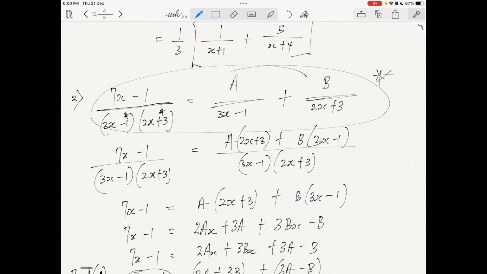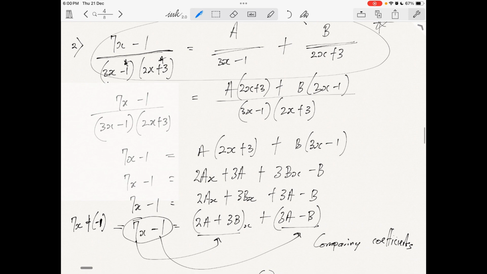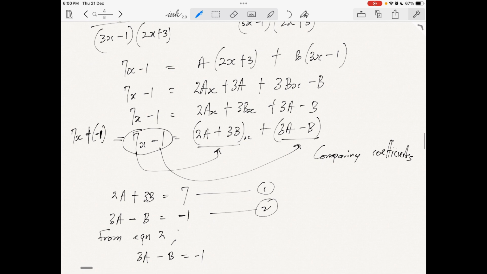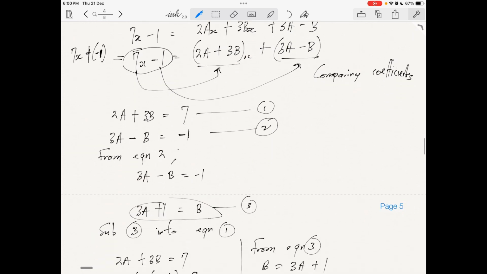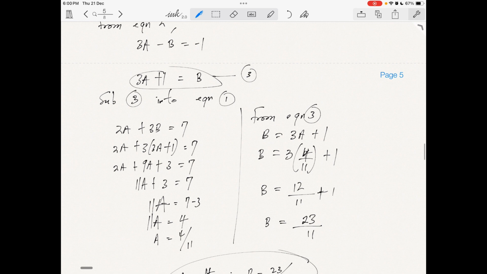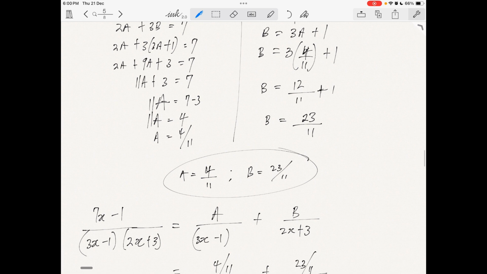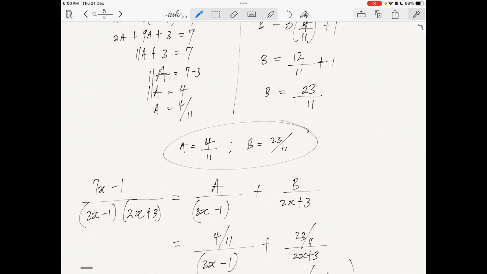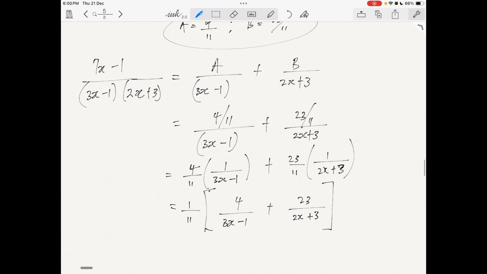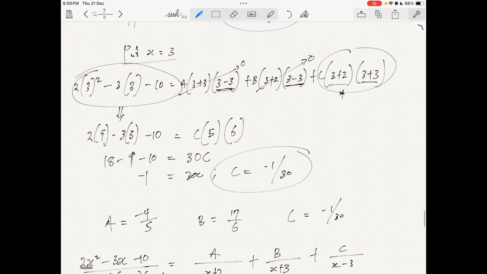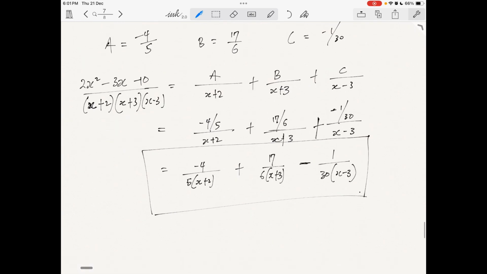Okay, and then we find the LCM. After we find the LCM, we either compare the coefficients or we use the cover up method. And at the end we'll have answers for A and B, and it can also be C like our previous example. So with that, we can now substitute values for A, to be 4 over 11 as we have here, and B over 11 as we have here. Then we simplify further, and we did the same thing for ABC, and then when we simplify further, we have this.